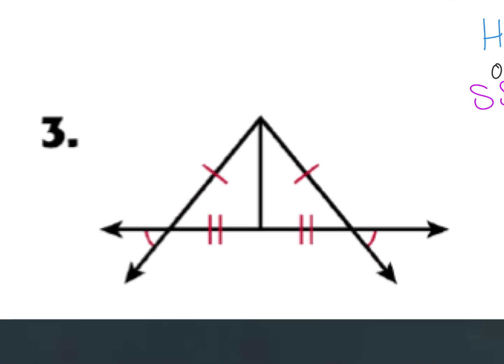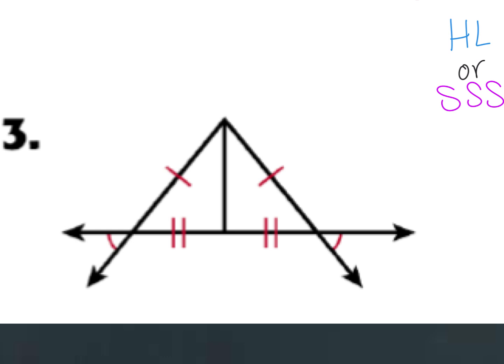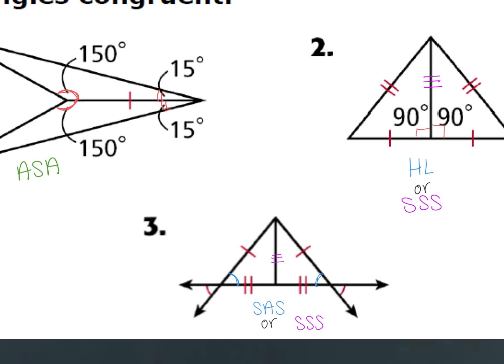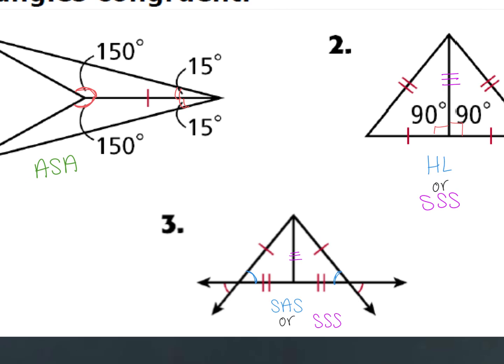All right, so looking at 3. Let's go ahead and do this one. What do I have? Side, angle, side. I'm getting that angle because it's vertical angles. So this can be side angle side, or there's another one. What is it? Side, side, side. Okay, so you can have multiple for some of them. So definitely check. All right, questions on these 3. All right, one more proof and then we're done.